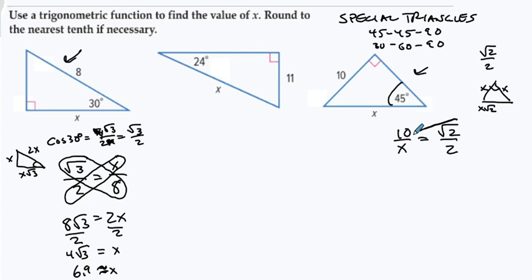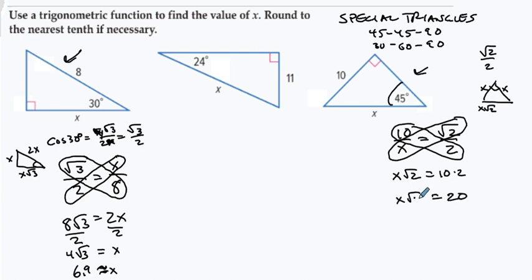So we're going to do our cross product. Let's multiply these two first. So we're going to have x times the square root of 2 is equal to, and then multiply these guys right here, 10 times 2. All right, so let's simplify. You have x times the square root of 2 is equal to 20. Now we're going to divide both sides by the square root of 2 to get x by itself, and that gives you 20 over the square root of 2.